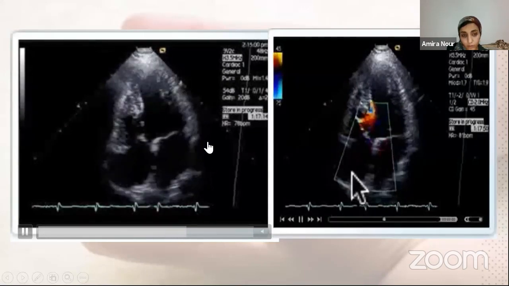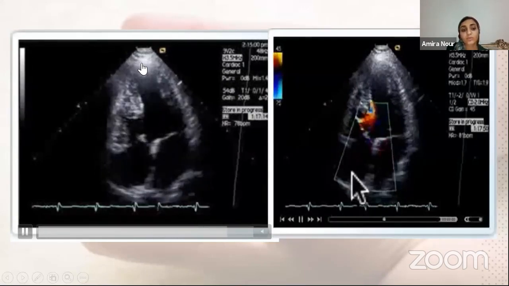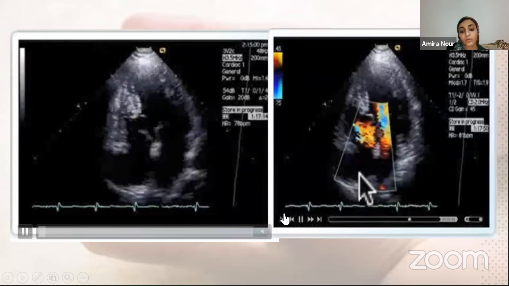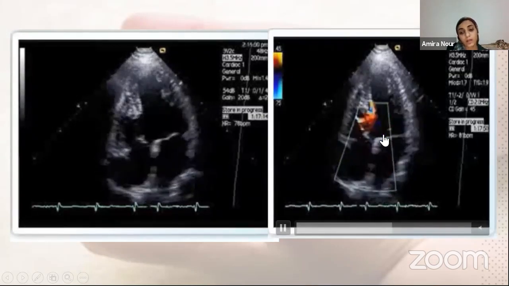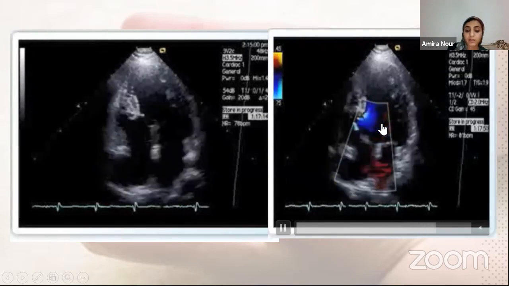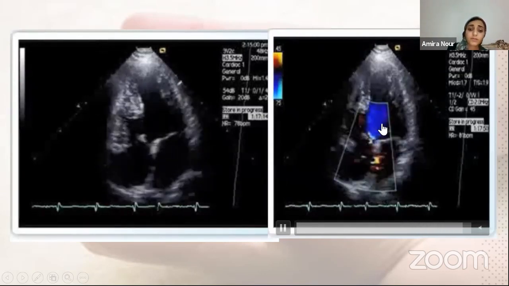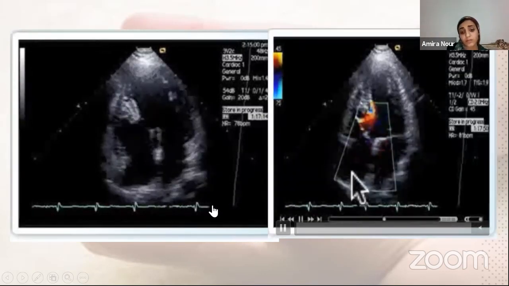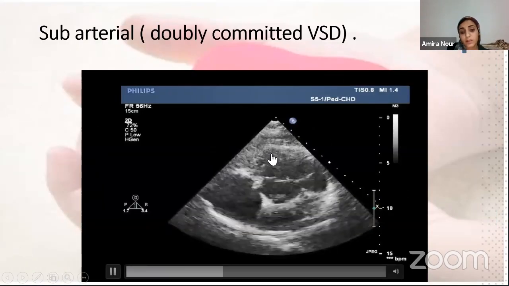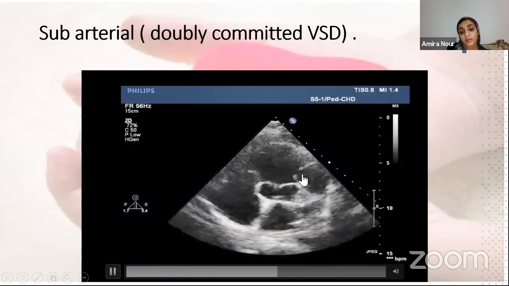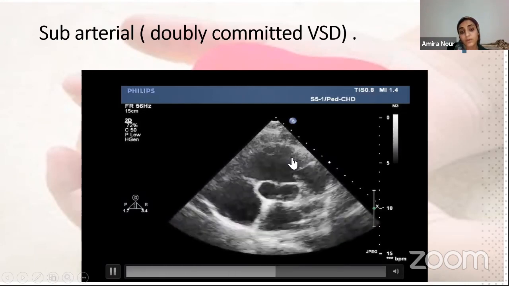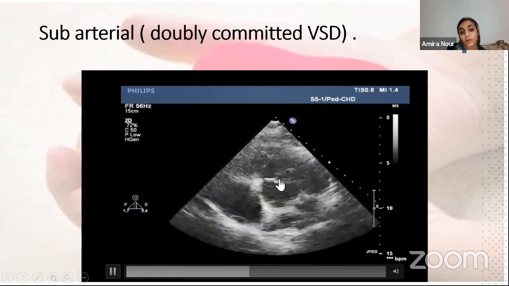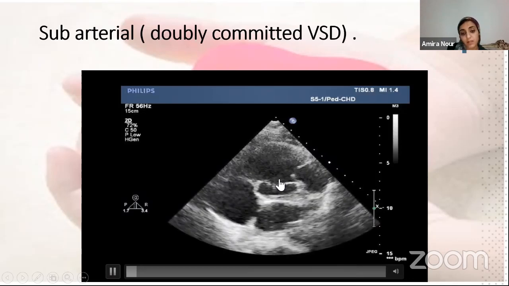And as Dr. Soha mentioned and stressed, we should obtain the apical four-chamber view in order to identify the inlet VSD. And finally, here in this subcostal view, we could see that there is a large VSD related to both aortic and pulmonary valves. So this is a subarterial or doubly committed VSD.